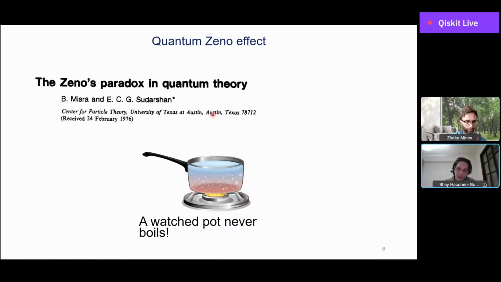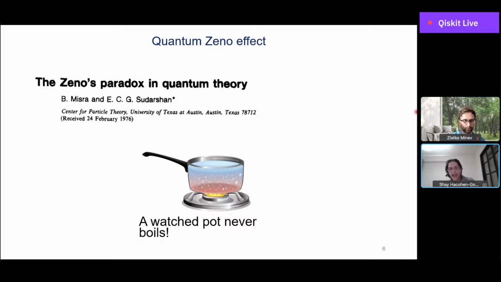Now, this was regarded and put away for a while until Zeno's paradox came up again in quantum theory, in a rather seminal paper by Misra and Sudarshan. And they talked about a quantum system, a two-level system. What they wanted to show, a little bit like Zeno's idea, is that if you look at something, and this is the arrow occupying a certain space at a certain time, if you look at it hard, it will not evolve.